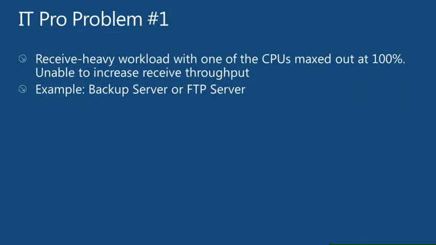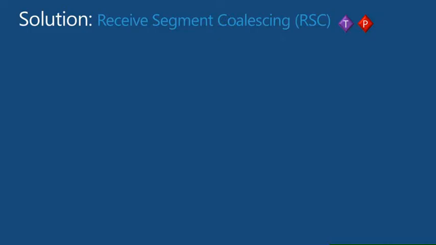So let's look at a typical IT pro problem, right? You have a receive-heavy workload that's eating up one of your CPUs. CPU is getting hammered at 100%, and you're not able to increase throughput. Think of a typical backup job that's happening. Receive heavy means the server that's getting in the data, right? So it's getting a lot of data, and all the data gets piped up, so one of your CPUs is getting heavily hit. So what would you do to improve the performance?